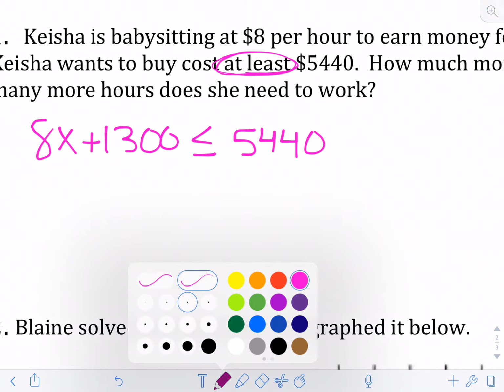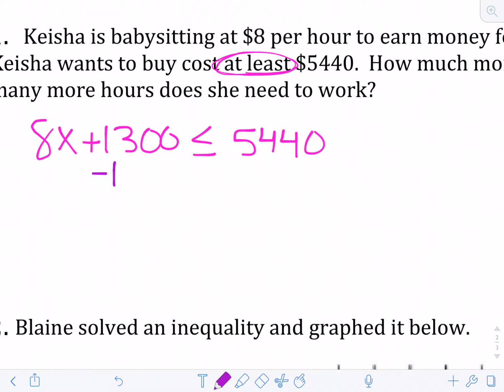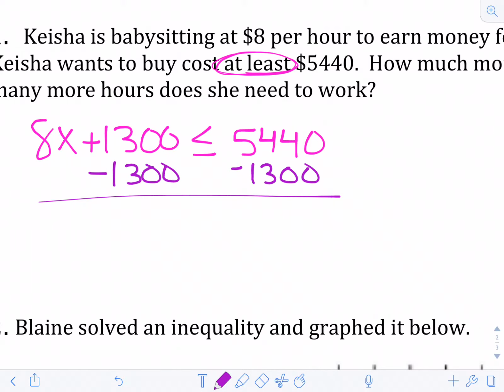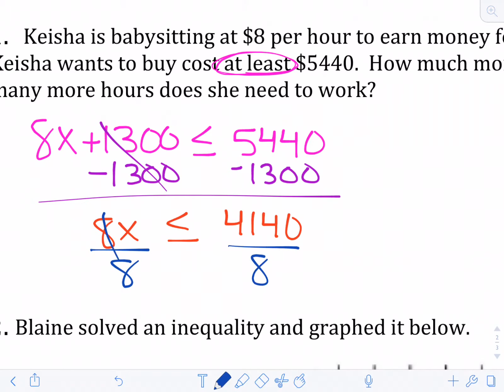Okay, $5,400. So what I'm going to do is subtract that $1,300 from both sides. So I have 8x is less than or equal to, when I subtract this, I will get 4,140. Then I have to divide both sides by 8 to get x all by itself. So x has to be less than or equal to 517.5.